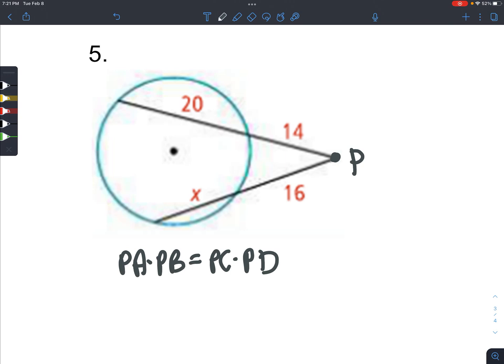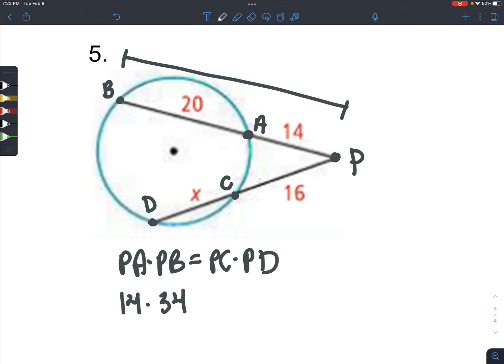Let's label. P is always the intersection. One of your secants is going to be AB, line AB. Your other secant is going to be line CD. That labeling is incredibly important if we want to use this formula consistently. Okay? PA is 14. PB is a long one. It's this, 34. PC is 16. And the distance from P to D is 16 plus X.